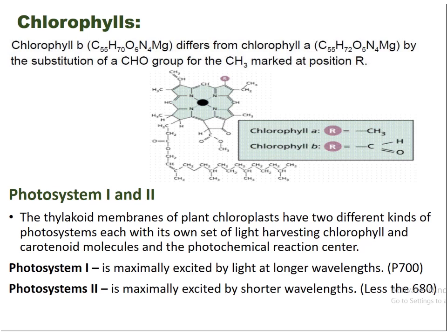Besides chlorophyll a 673 and chlorophyll a 683, there are chlorophyll a P700 and chlorophyll a P680. Chlorophyll a P700 absorbs light of 700 nanometer wavelength, and P680 absorbs light of 680 nanometer wavelength.